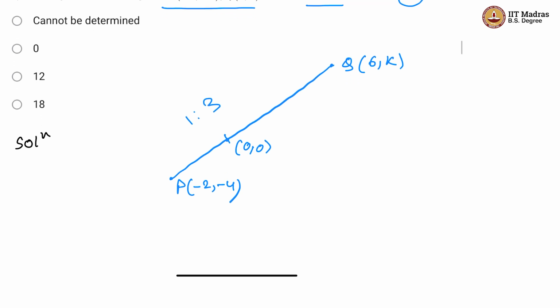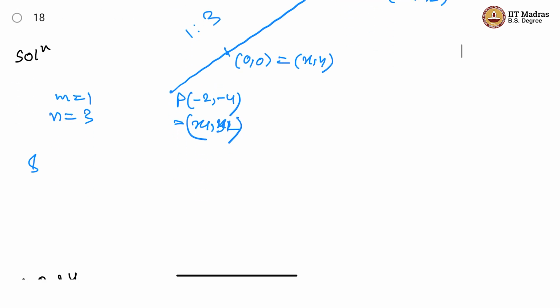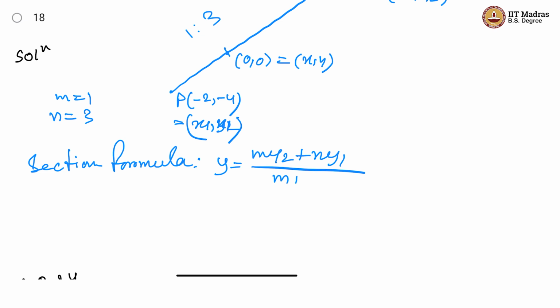So we can apply the section formula here, right? This is our x1, y1, this is our x2, y2, and this is our x, y, right? And here our m equals 1 and n equals 3, right? So according to the section formula, we know that y equals m y2 plus n y1 by m plus n, right?